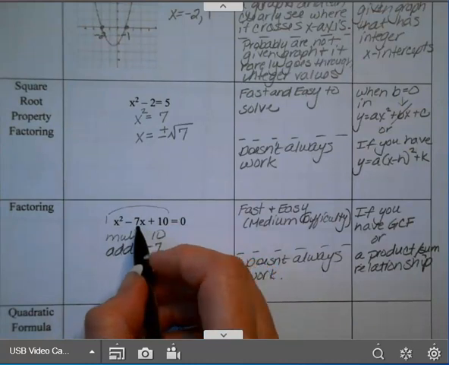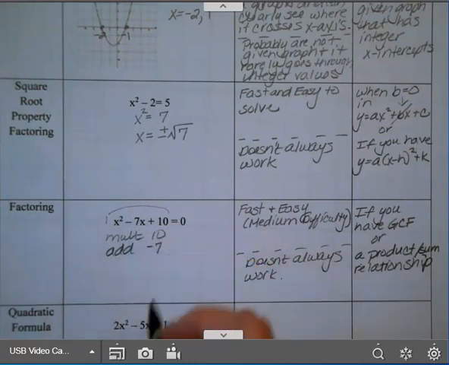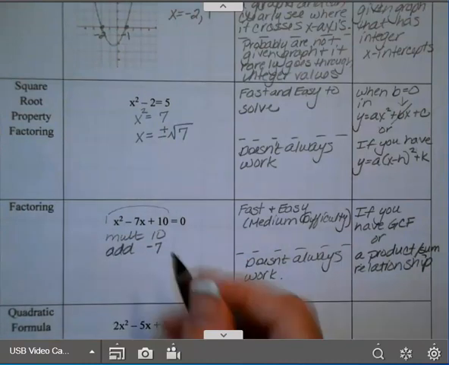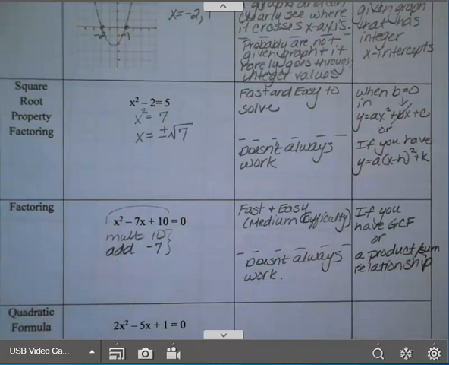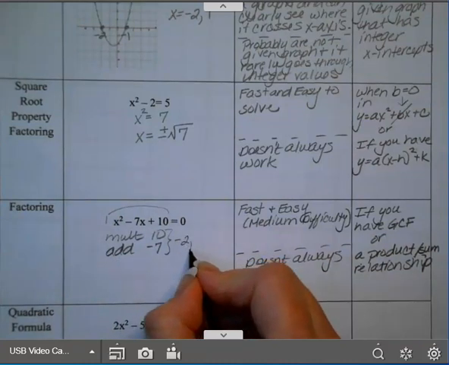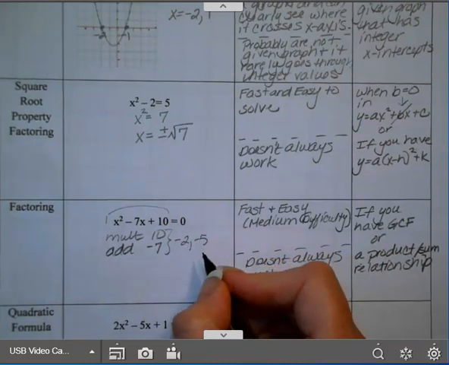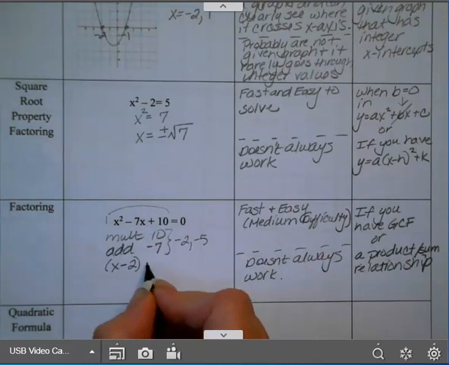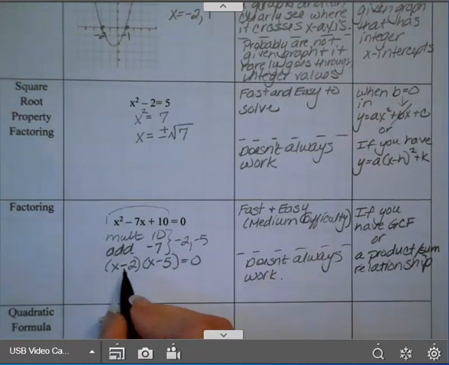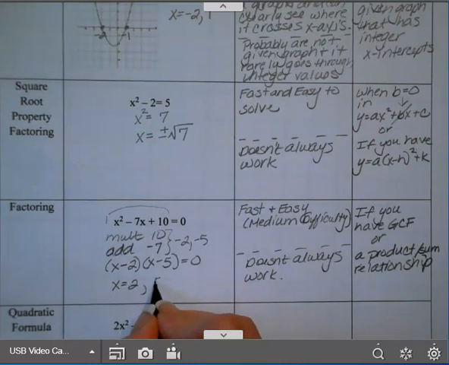And then you look at your middle term for what it adds to. And then if it doesn't have a 1 here, you do need to split the middle. But the numbers that do this one, this was an easy one, are -2 and -5. So this will factor into (x minus 2)(x minus 5). And you'll set each of these factors equal to 0. So what makes this 0 is 2. And what makes that one 0 is 5.